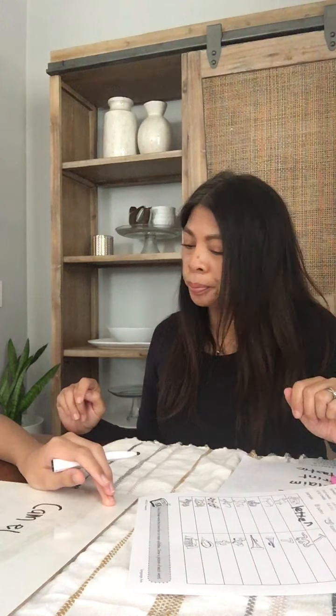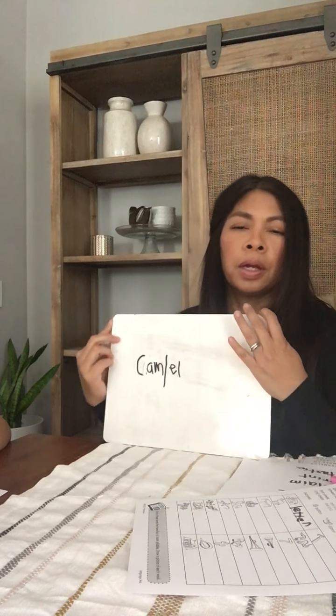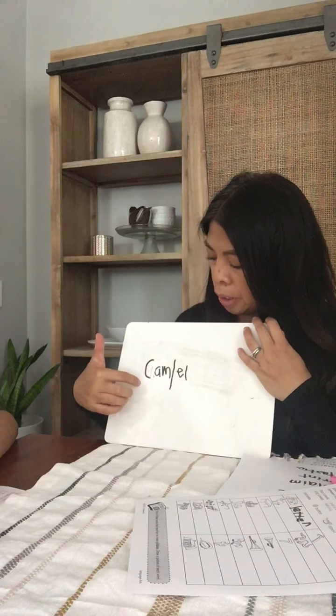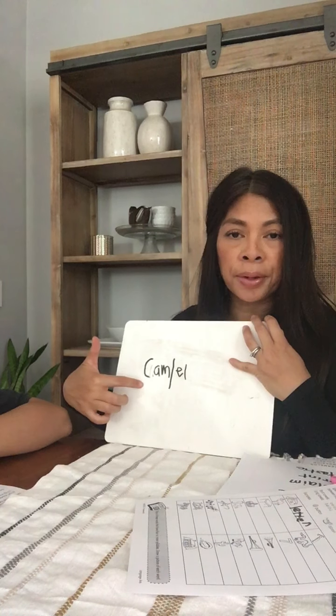Okay, camel. Now Ronan, can you take the word and separate the syllables on here on the board? Can you show the class? Okay, so this is what Ronan has, guys. He has camel, and he separated it. And let's read it together.